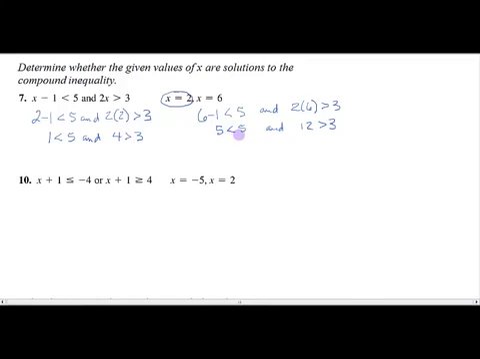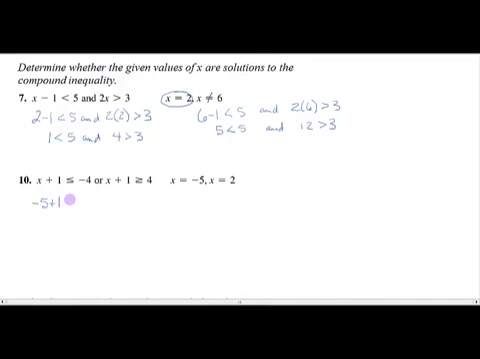Now 5 is not less than 5. 12 is greater than 3, but I have to have both statements true since this is an AND compound inequality. Therefore, I know that x being 6 is not a solution. Let's try this OR inequality. First we put in the negative 5.